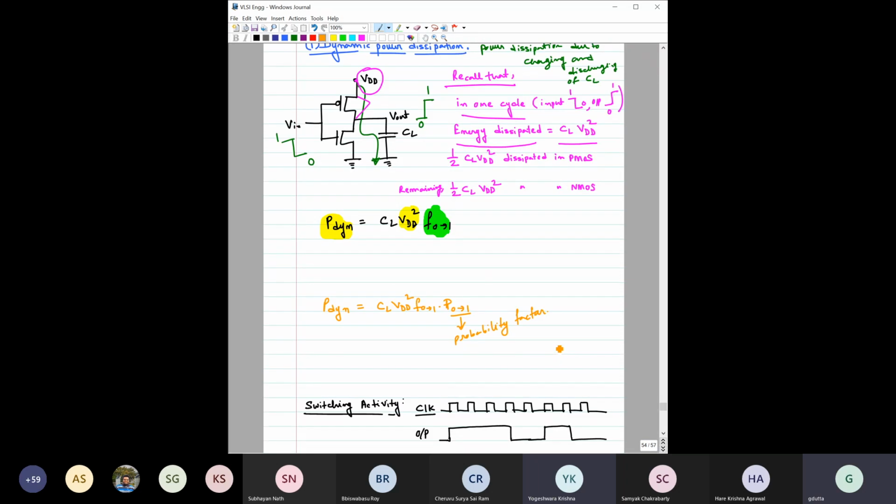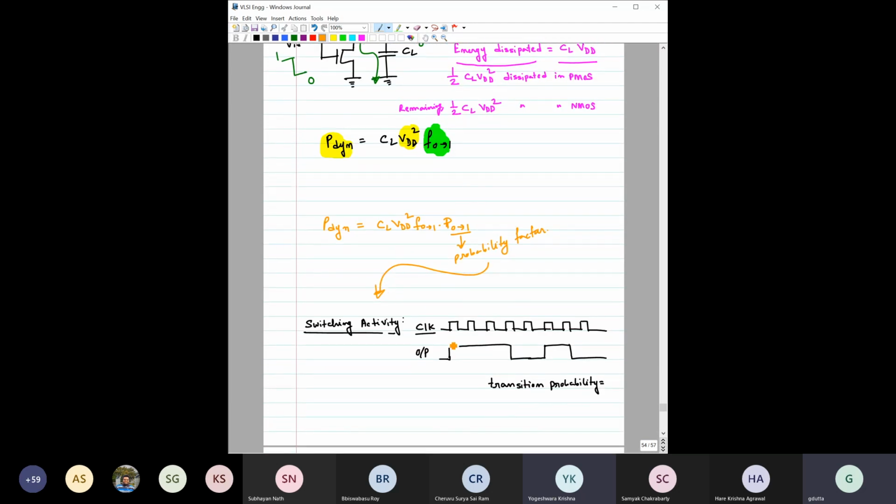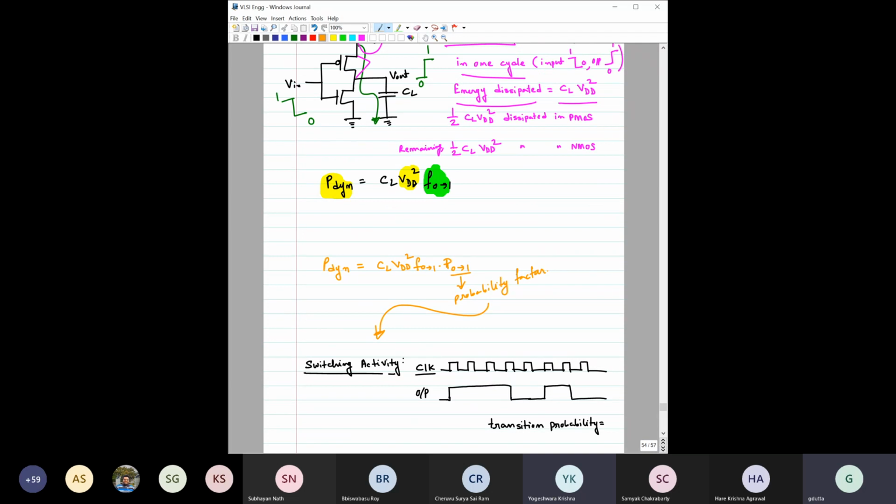This probability factor is also called the switching activity, that is, how fast or how often the output of this particular gate is getting switched. To demonstrate that, suppose this is the clock that you are feeding to this system. However, say for this particular inverter, the output changes like this. So what would be the switching probability or switching activity for this?